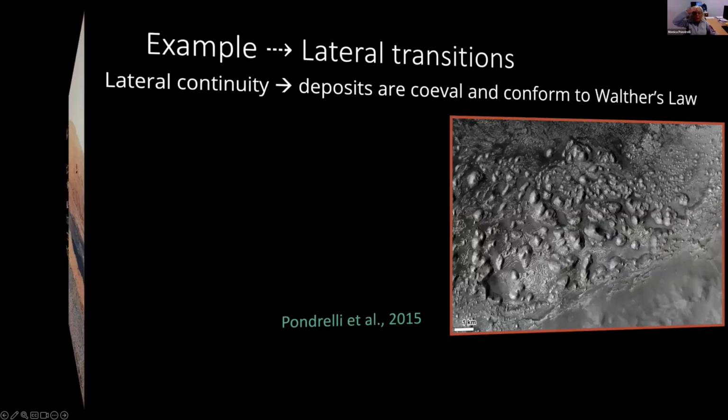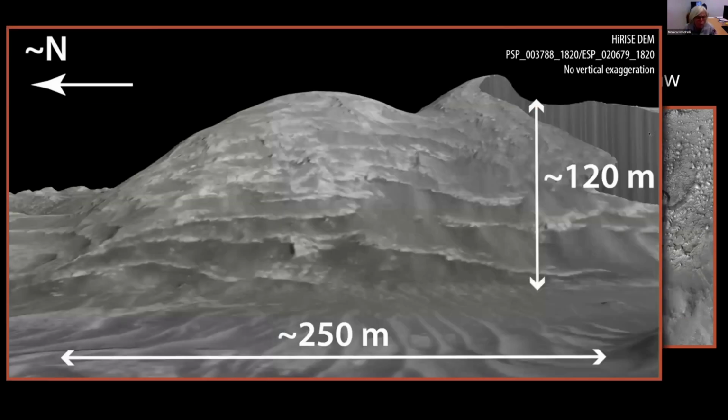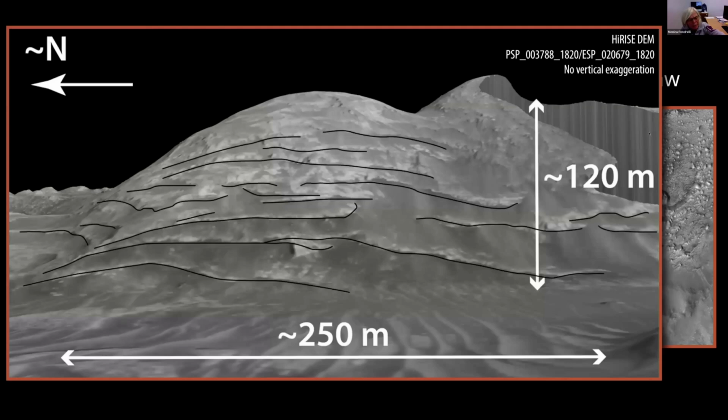Then we have lateral transition. If we have lateral continuity, it means that deposits are coeval, are conform to Walther's law. It means we are defining two contemporaneous environments in my basin. For example, here we have layers and mounds, and if we go closer in 3D, we see that layers continue inside the mounds. It means that these two units were formed at the same moment during the same stage of formation of the basin.